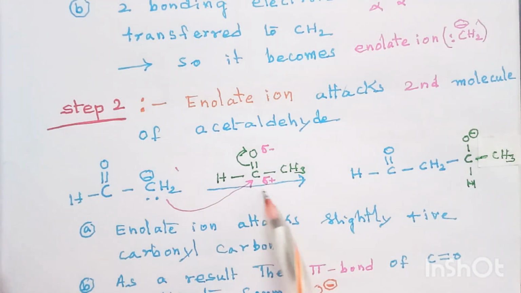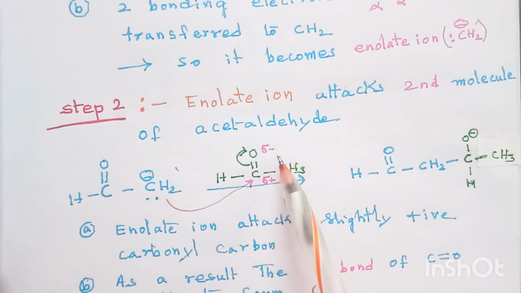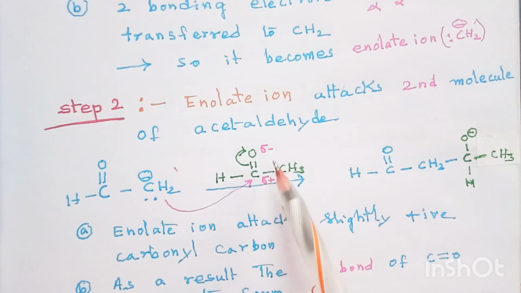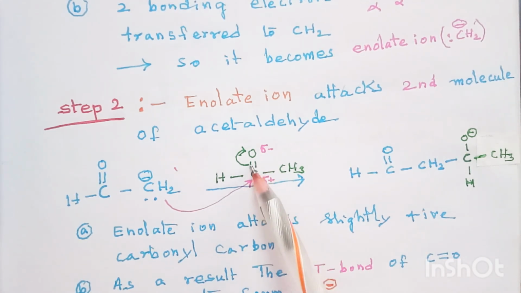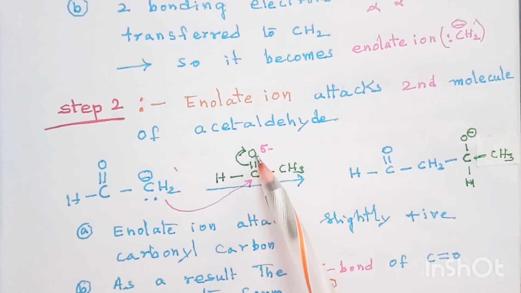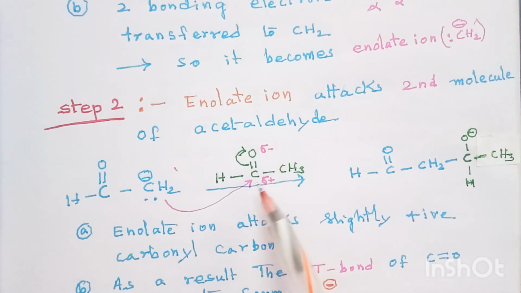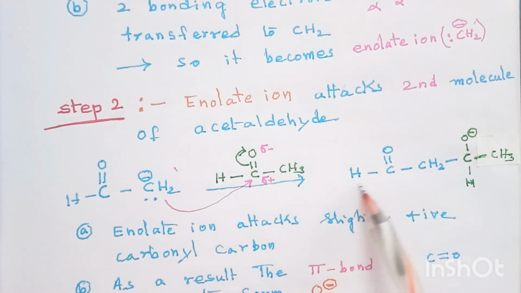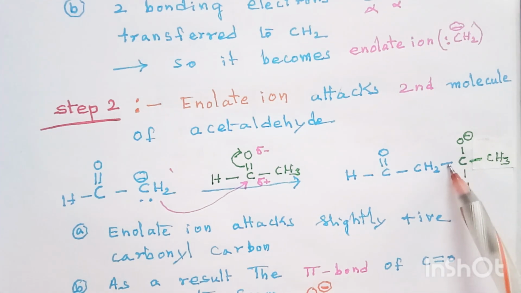This carbonyl carbon is slightly positive because of the electronegativity of the oxygen atom. You know, the oxygen atom is more electronegative than the carbon atom. So it pulls the pi bonded electrons towards it, so it becomes slightly electronegative. As a result, this carbon becomes slightly electropositive. Since it is slightly electropositive, this negatively charged enolate ion will attack this carbonyl carbon and get attached to it, forming a bond.